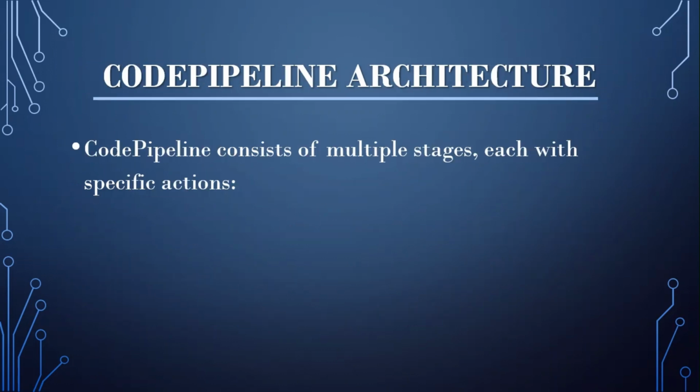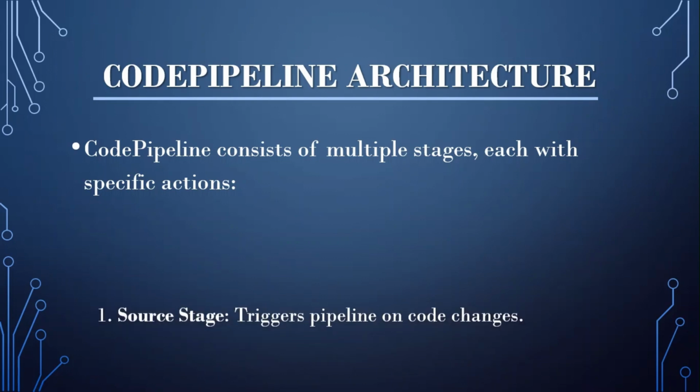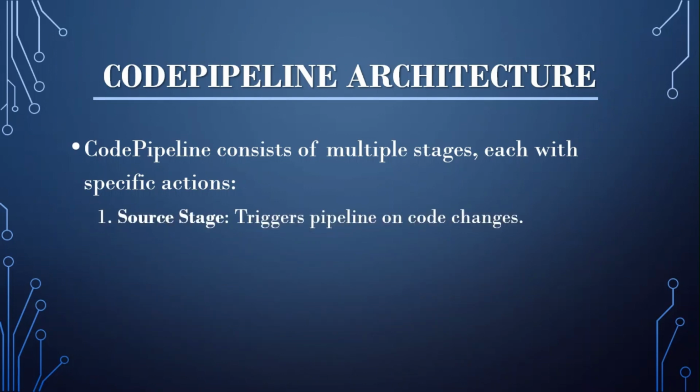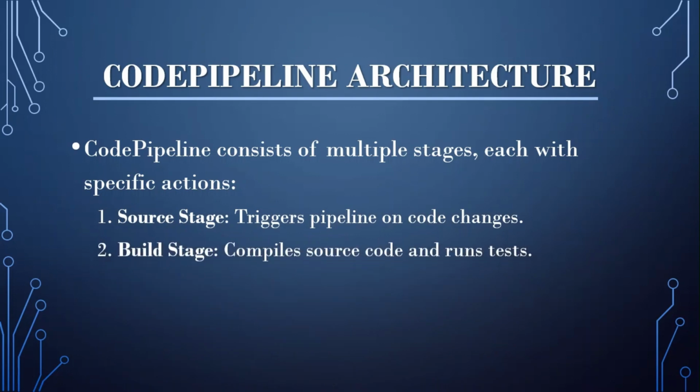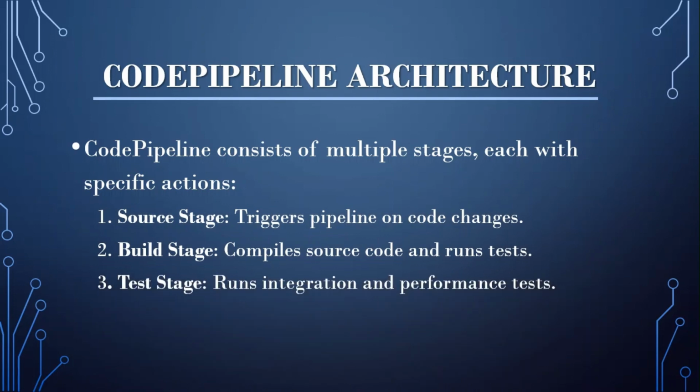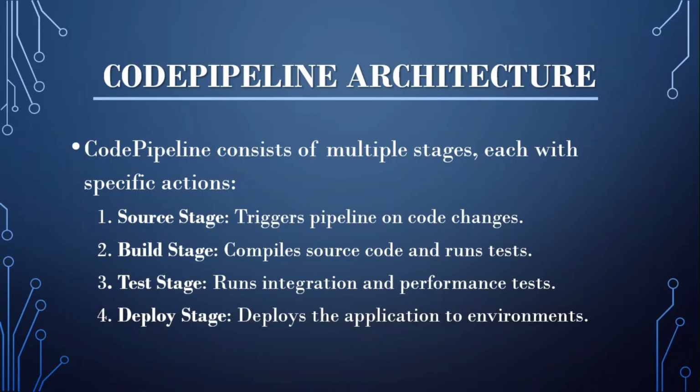Let me explain how Code Pipeline actually works. It operates through several stages. The first is the source stage, where the pipeline detects any changes in your code repository, like GitHub or Git commit. Next is the build stage, where CodeBuild compiles the code and runs tests to check for errors. Then comes the test stage, which runs more detailed integration and performance tests. Finally, in the deploy stage, your application is deployed to production or other environments.